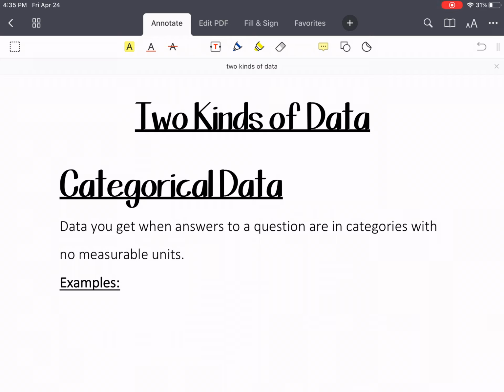Hi guys, so we went over the 4 types of data gathering methods, which were experiment, simulation, sample survey, and observational study. So today we're going to talk about how to categorize the data you gather with those methods. There are 2 kinds of data.